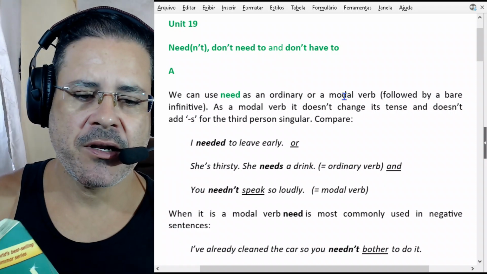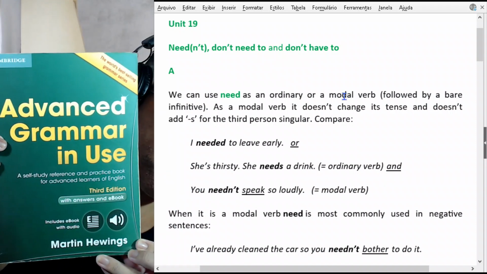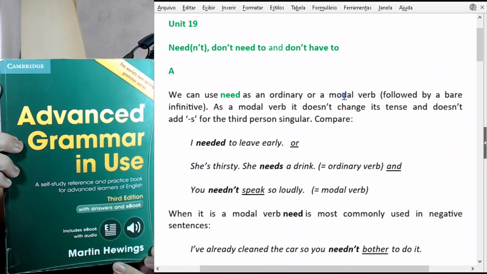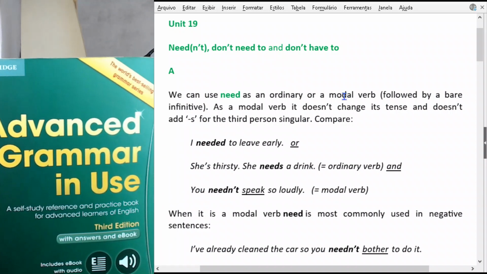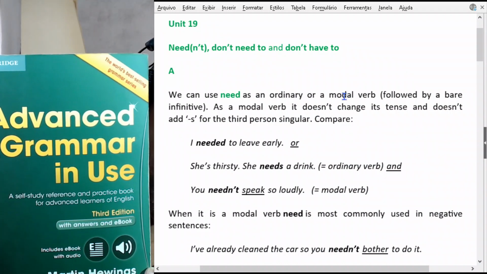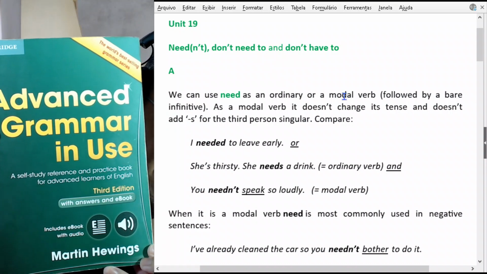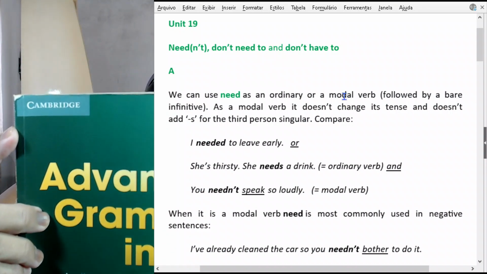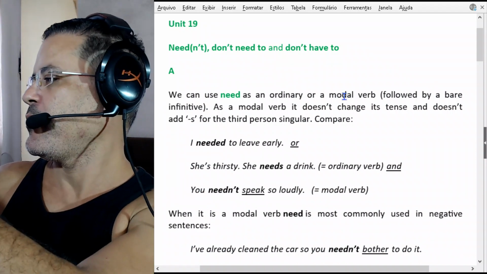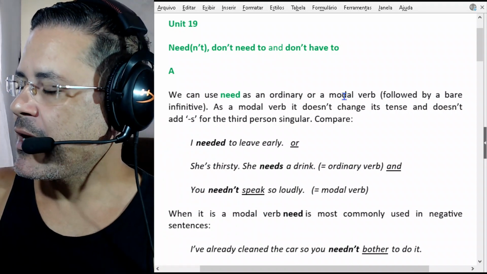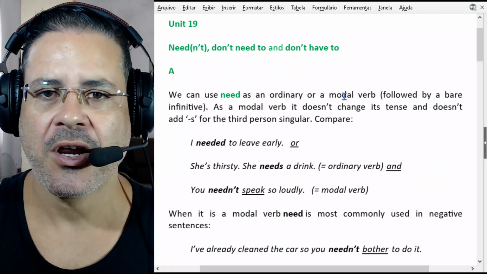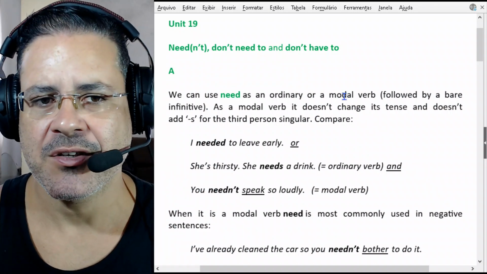By the way, I'd like to share that grammar book, my preferred English book. This is the one I like the most. This is Advanced Grammar in Use, a self-study reference and practice book for advanced learners of English by Martin Hewings from our renowned Cambridge University. Basically, we're going to be talking about those advanced lessons so you can improve your English, so you can understand English texts and stuff in an easy way.